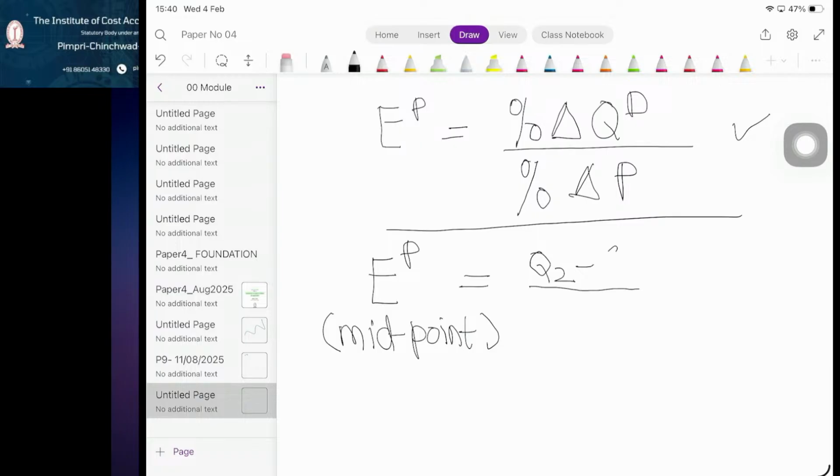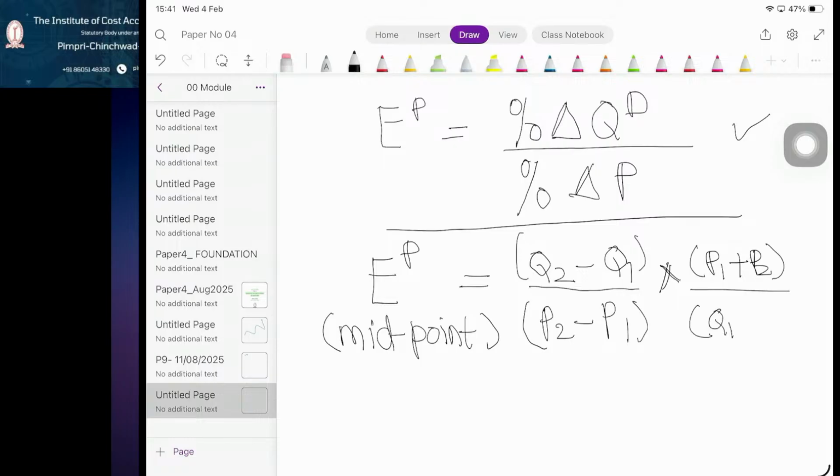Q2 minus Q1. Okay. Whenever you write this, put it in parenthesis, so that you know what is first to be done. Into, yes, P1 plus P2, and in denominator, Q1 plus Q2. Very good.